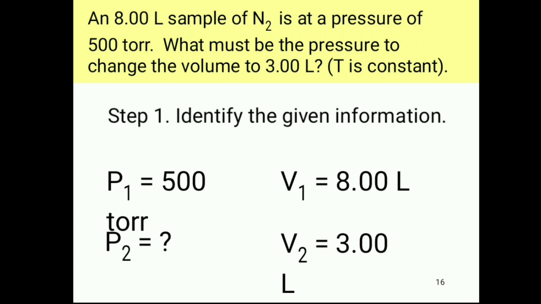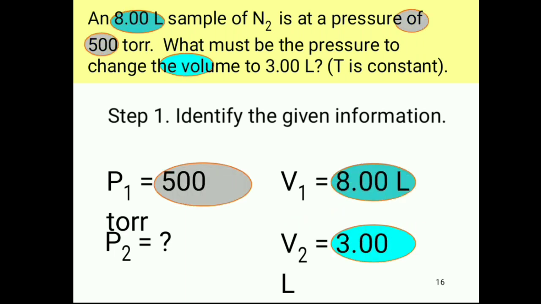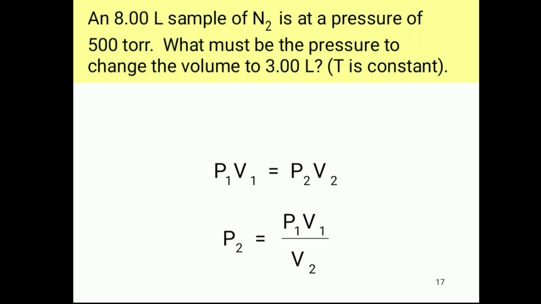We have an initial pressure of 500 torr, an initial volume of 8 liters, and a final volume of 3 liters. What we are looking for is the final pressure. So, given Boyle's law equation, P sub 1 V sub 1 equals P sub 2 times V sub 2, we derive P sub 2.